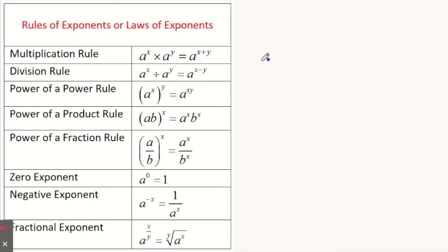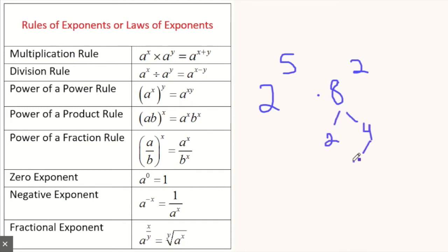If you have something like 2 to the 5th power times 8 to the 2nd power, you need to make the bases the same. Now 8 is 2 times 2 times 2. So there are 3 2's in 8. So you can just rewrite 8 as 2 to the 3rd power and then add the 2 power over here.